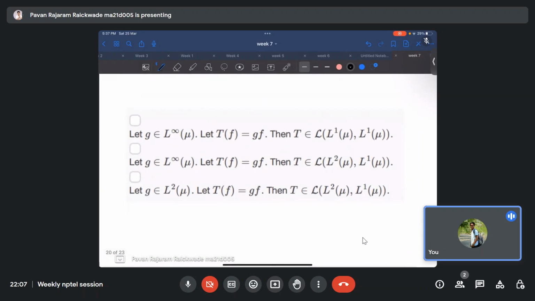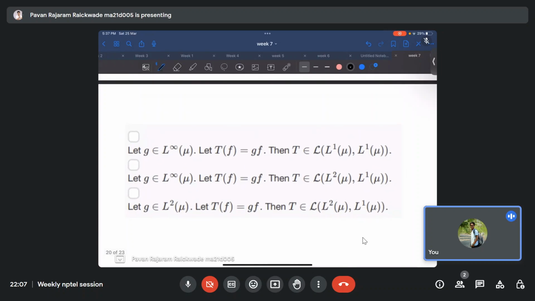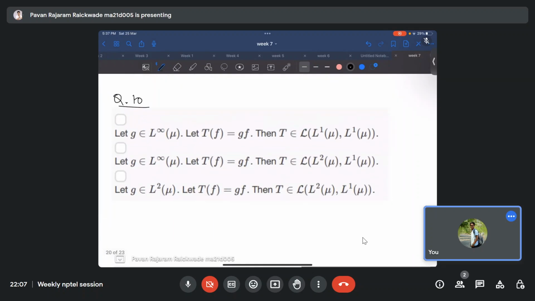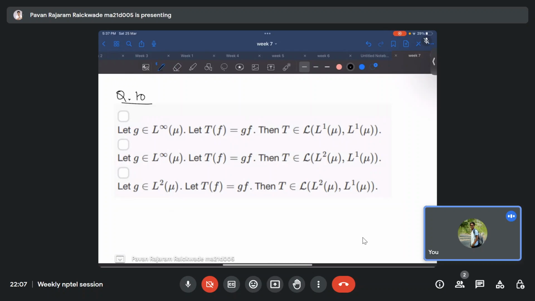So question number 10. Oh, oops, there is no question number 10. We have to check which one of the following three are correct. The first option says g belongs to L infinity mu and Tf equals gf. So the first option is whether T maps L1 mu to L1 mu.